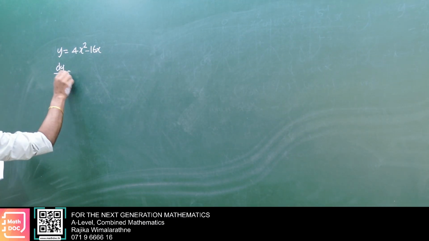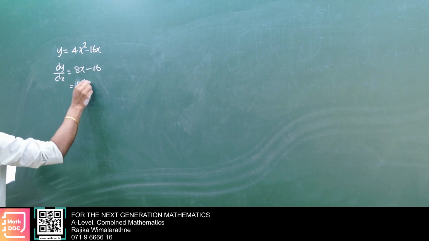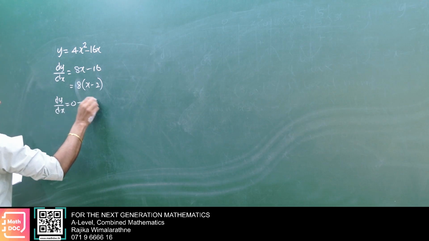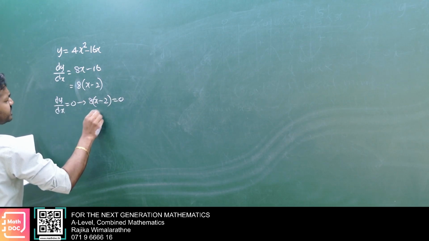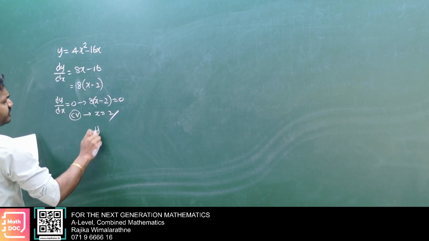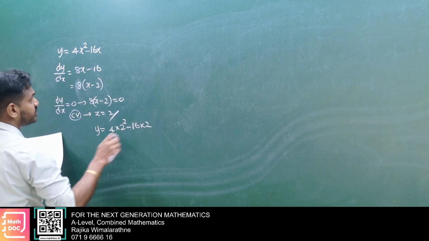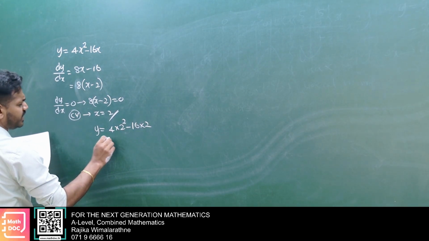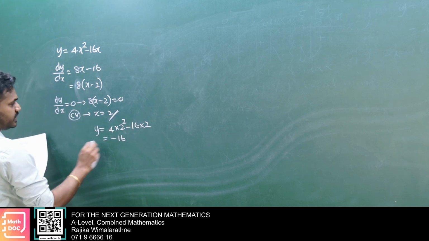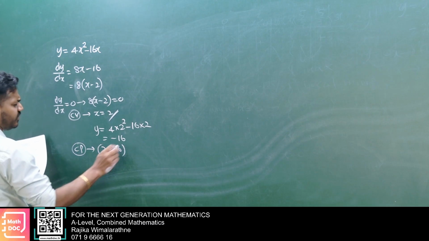dy by dx equals 8x minus 16, factorize. Check dy by dx equals 0: 8 times x minus 2 equals 0, x equals 2 is the critical value. Then the corresponding y value: 4 times 2 squared minus 16 times 2, which is 16 minus 32. Therefore the critical point is 2 comma minus 16. We have only one critical point.